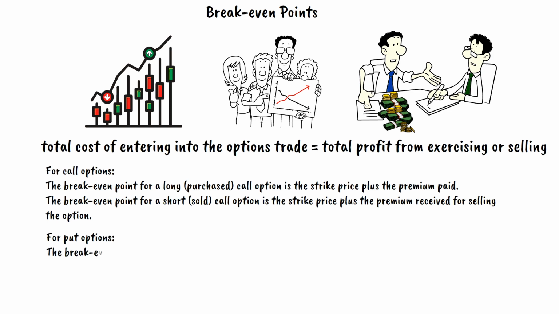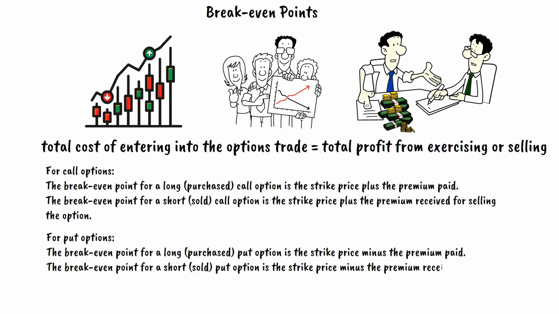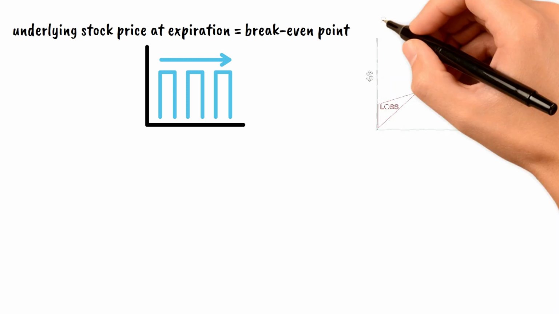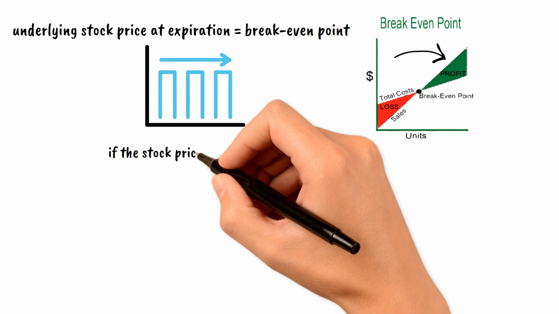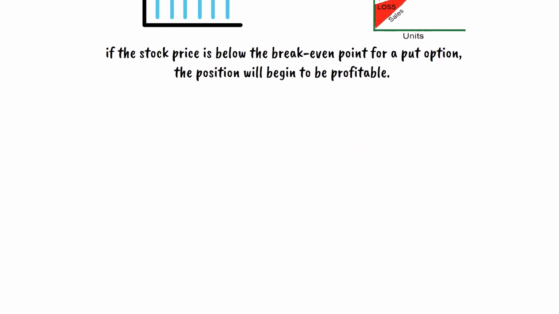For put options, the break-even point for a long put option is the strike price minus the premium paid. The break-even point for a short put option is the strike price minus the premium received for selling the option. When the underlying stock price at expiration is equal to the break-even point, the options position will neither gain nor lose money. If the stock price is above the break-even point for a call option, the position will start to generate a profit. Conversely, if the stock price is below the break-even point for a put option, the position will begin to be profitable.